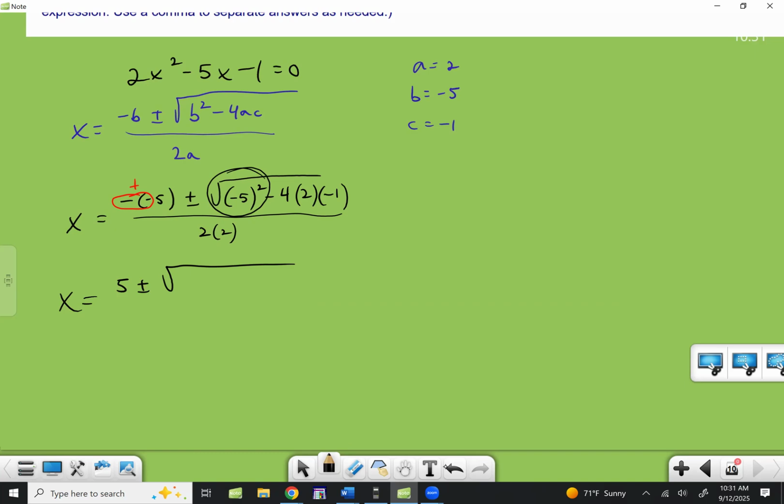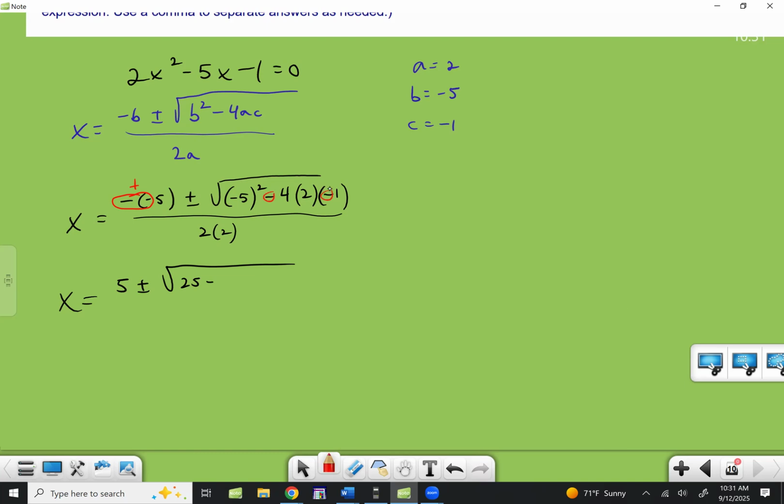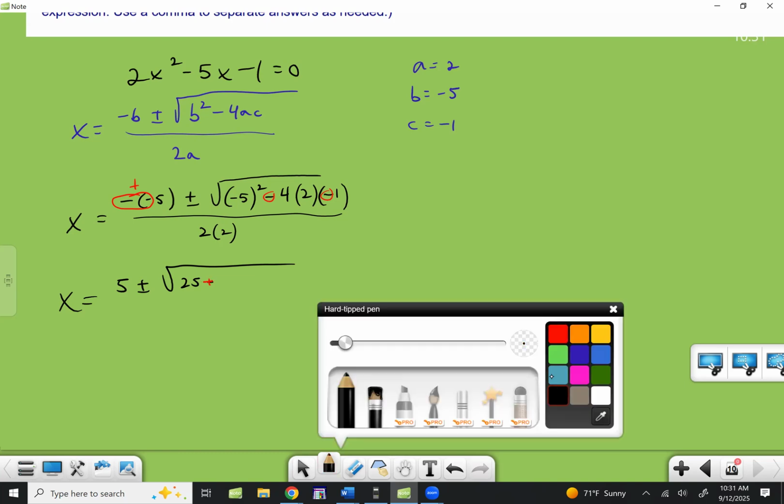Right here, -5 times -5 is positive 25. And over here, we do have a negative times a negative, so it's actually going to end up being a positive right there. And then I'm just going to do 4 times 2 times 1. So 4 times 2 times 1, that's just going to be 8.